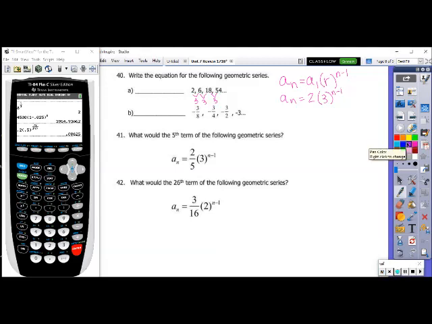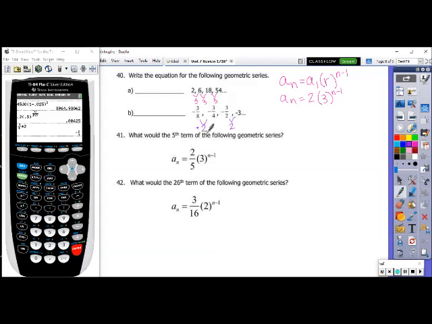And then the second one, this one's a little bit more difficult. We may need to grab our calculator just to make sure. In this case, it looks like if I multiply by 2, I'm going to get to the next one. So I'm going to use my alpha y equals. I'm going to say negative 3 over 8, and then I'm going to multiply it times 2. And that gives me negative 3/4, which is next, so I know that works.